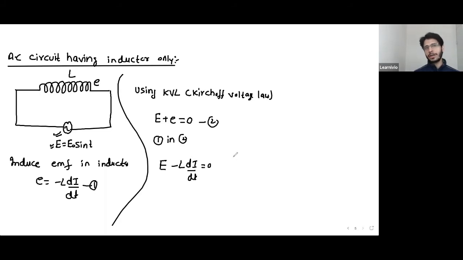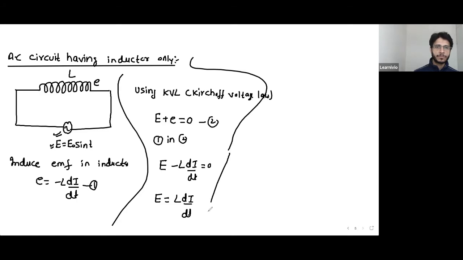You can take this to the right hand side. You can write this as E is L di over dt. I'm multiplying this dt here. So you get E dt is equal to L di. So you have current di in a small time dt. You need current for any time. So you can integrate on both the sides.